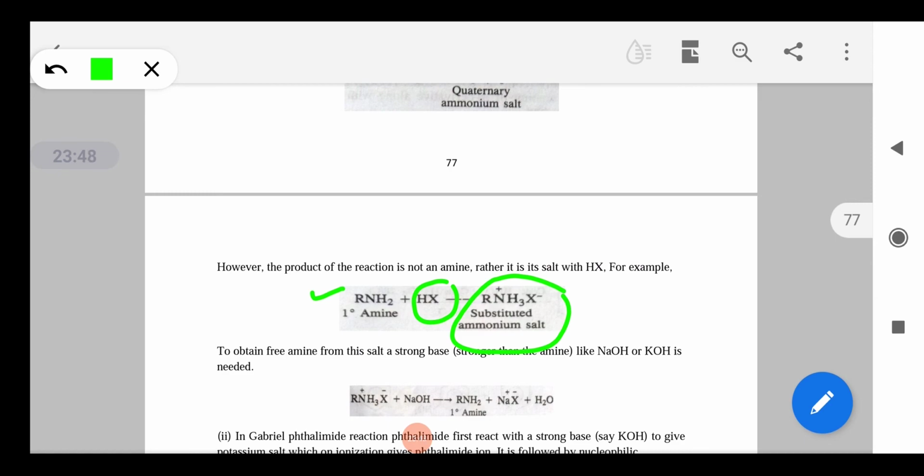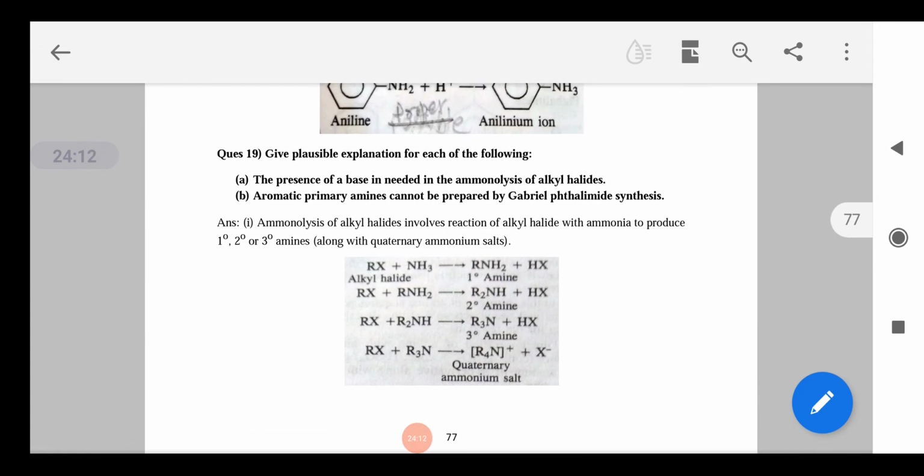Now to this substituted ammonium salt, we add base. Why do we add this base? In order to get the primary amine. When we add strong base, strong alkali solution, then we get primary amine plus salt plus water. So I hope we got the answer why base is needed in ammonolysis of alkyl halide, in order to get the product amine. I was explaining all this because this is the ammonolysis of alkyl halide.